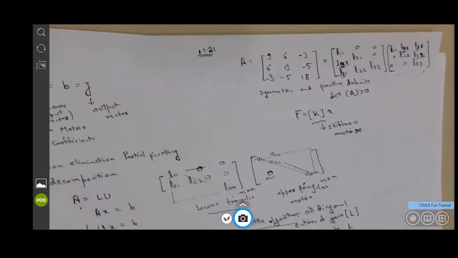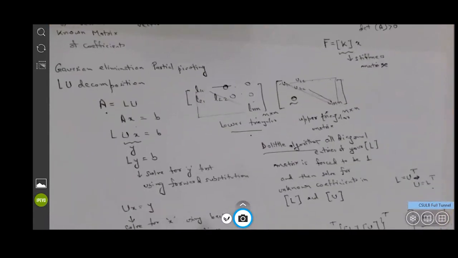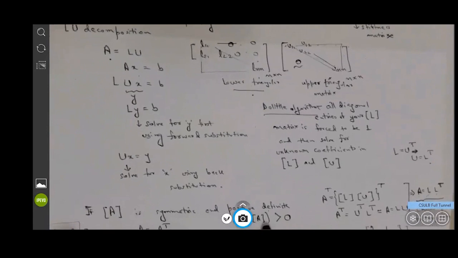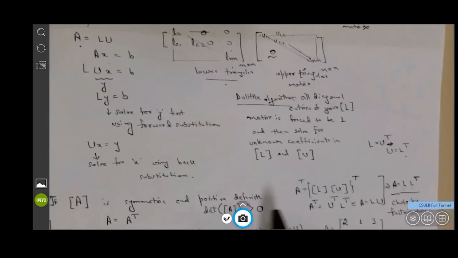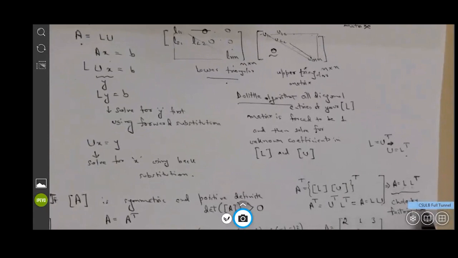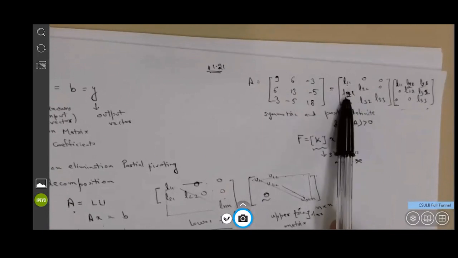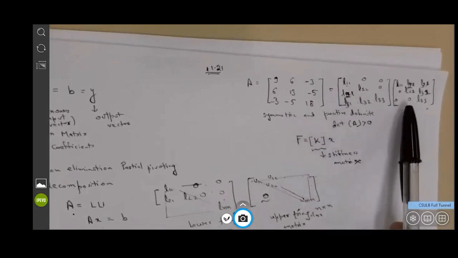Can you repeat the multiplication again, please? What I was basically saying is that if your matrix is symmetric and positive definite, then LU decomposition becomes L times L transpose, which is also called Cholesky factorization. So I have the L matrix, and the U matrix is a transpose of my L matrix.